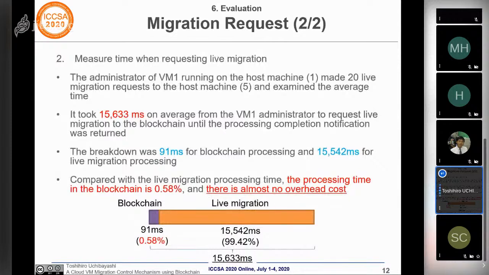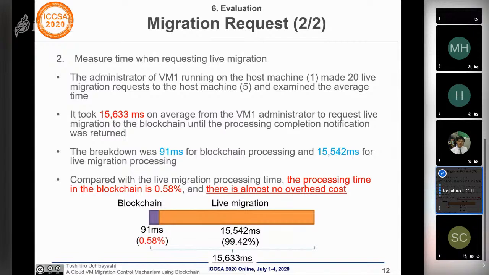Second, we measured the time when requesting live migration. The administrator of VM1 running on host machine number 1 made 20 live migration requests to host machine number 5 and we examined the average time. It took 15,633 milliseconds on average from the VM administrator requesting live migration to the blockchain until the processing completion notification was returned. The breakdown was 91 milliseconds for blockchain processing and 15,542 milliseconds for live migration processing.